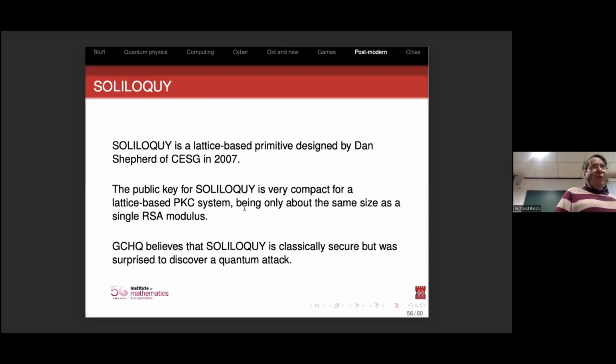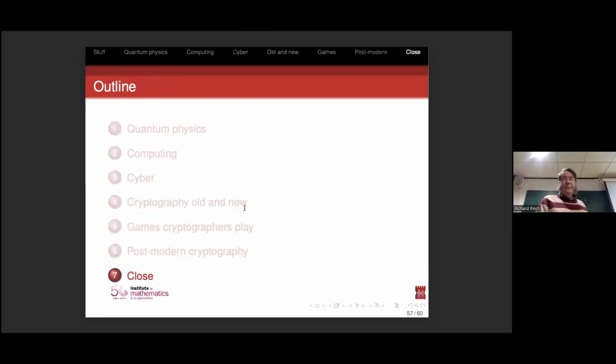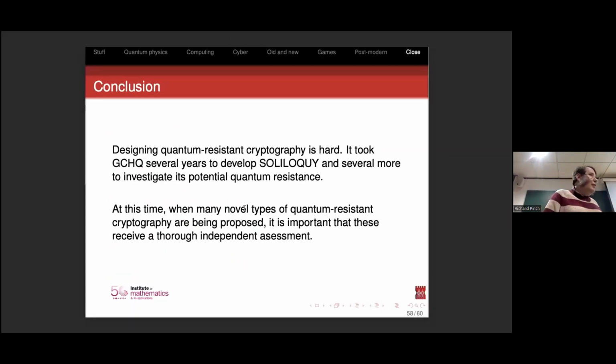because it's in this whole looking for hidden structure. In summary then, designing quantum resistant cryptography is hard. One of the reasons GCHQ decided to publish work on soliloquy was they realized that one group of people, however smart, were not going to outpace the rest of the world. So it was better to work with rather than against the rest of the world in order to get proper assessment, because there's a lot of hype, an awful lot of hype.